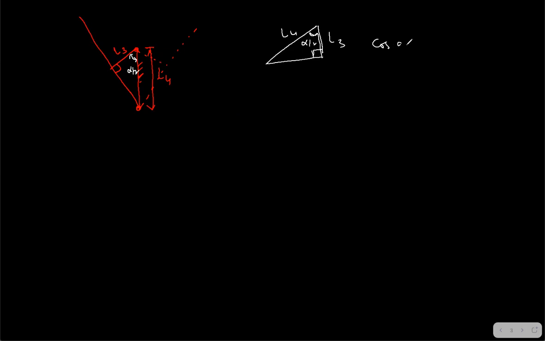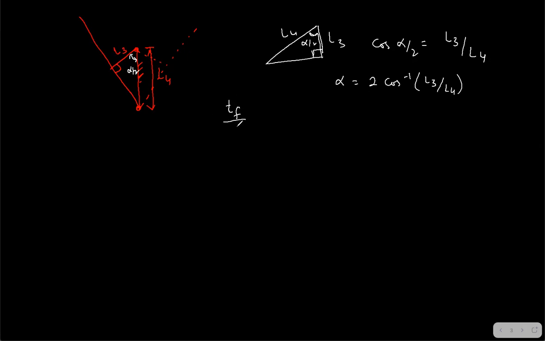So cos alpha by 2 is equal to L3 by L4. L4 is larger than L3, which is already known: adjacent over hypotenuse, and the hypotenuse is always larger. From this you can find alpha is 2 times cos inverse of L3 by L4. After you send the cos over to the other side, it becomes cos inverse L3 by L4, then multiply by 2 because it's a half angle. So after you get alpha, it's very easy.